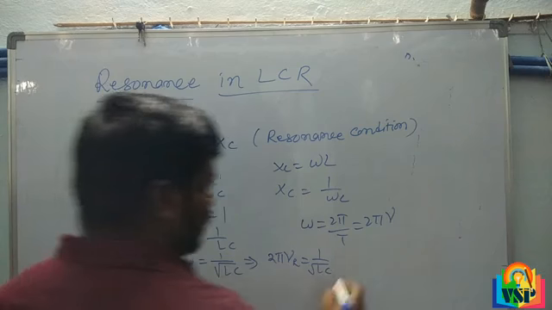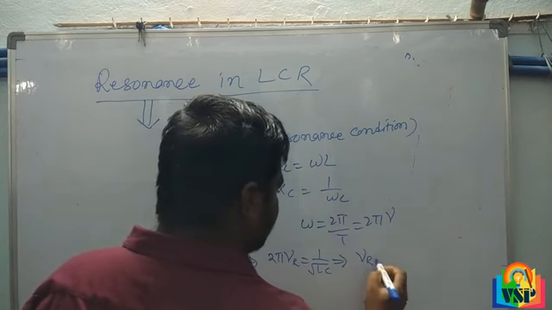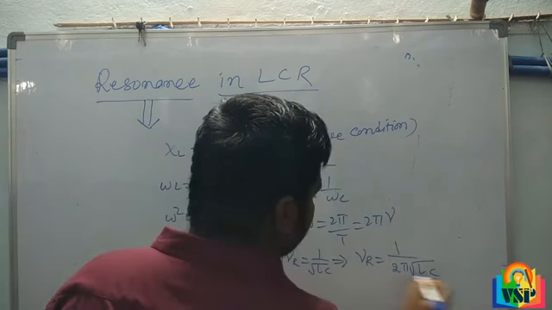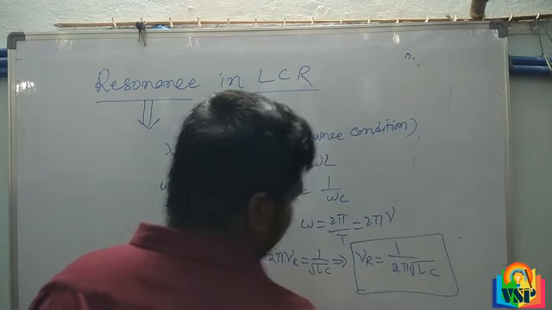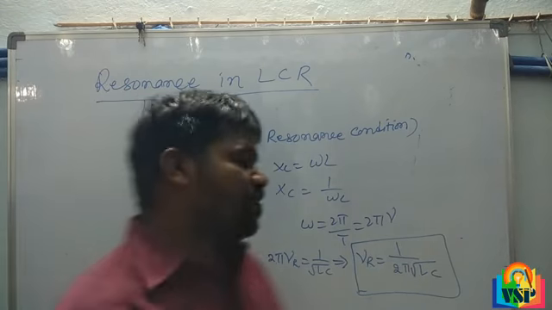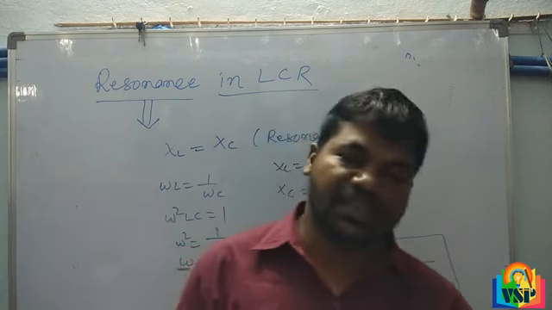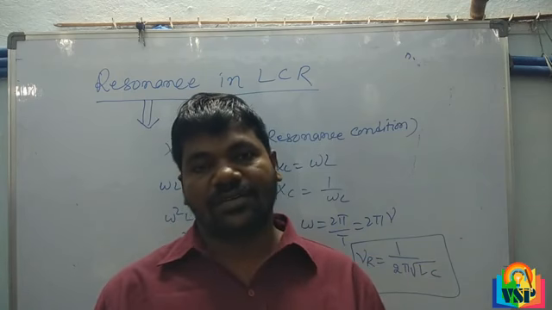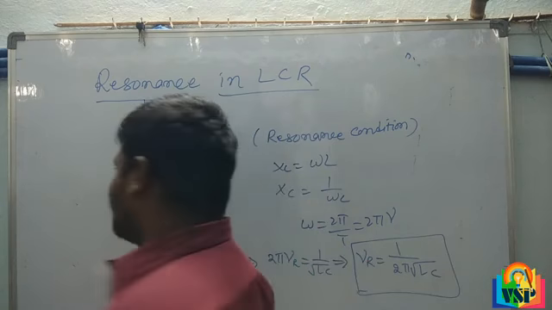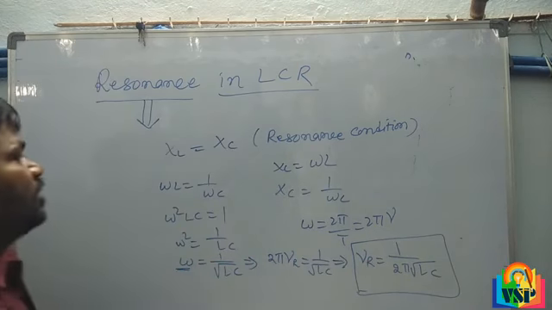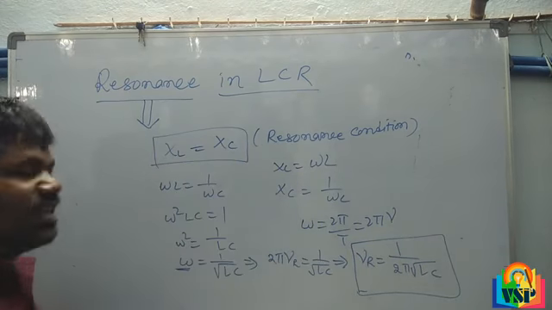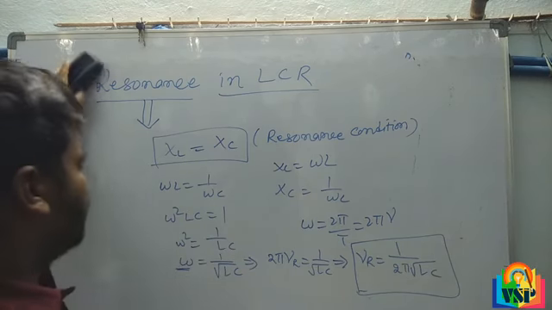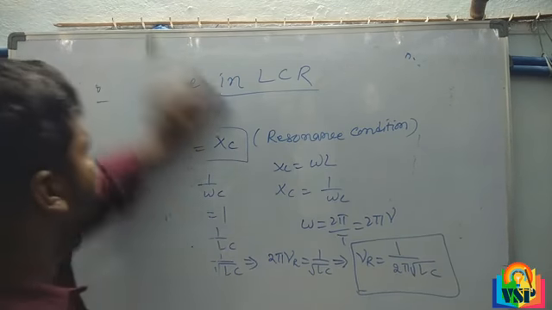That gives the resonating frequency: nu r is equal to 1 by 2 pi root of LC. Very important formula. This is the resonating frequency in an LCR series circuit. We get the resonance condition in LCR when capacitive reactance is equal to inductive reactance. Very important one.